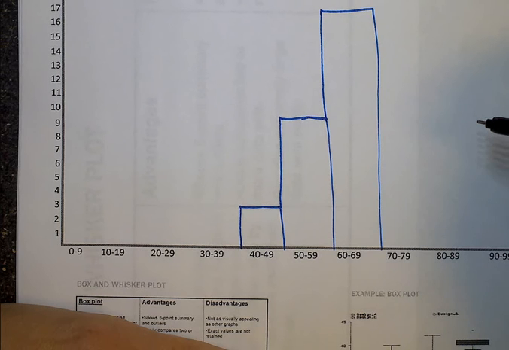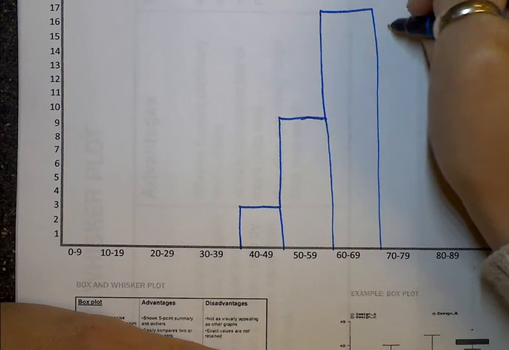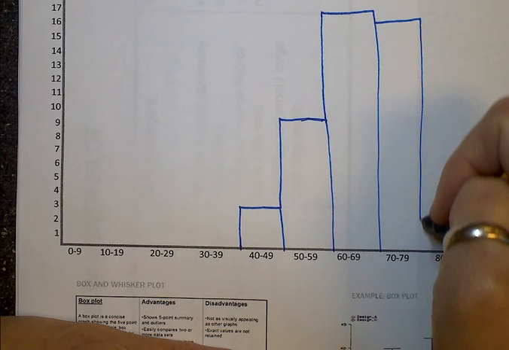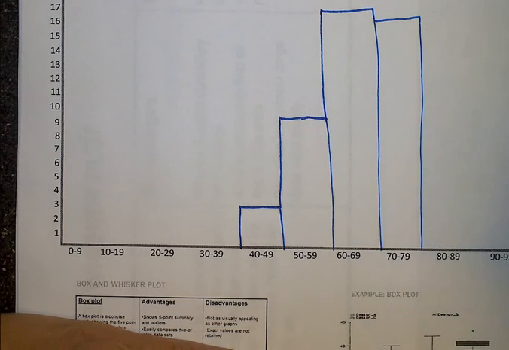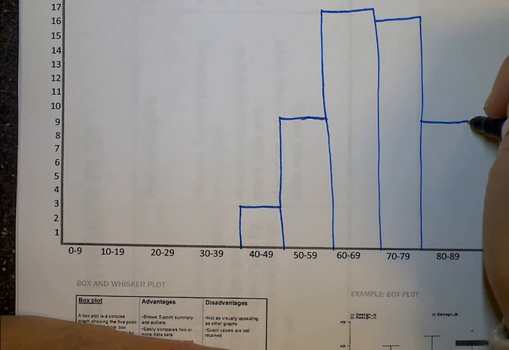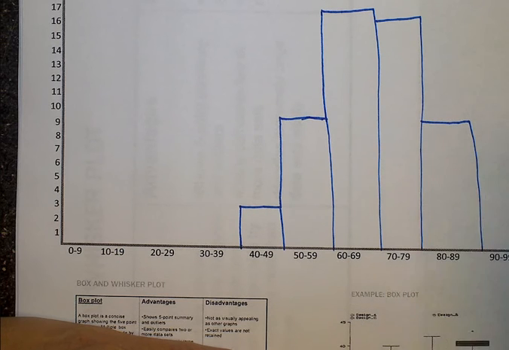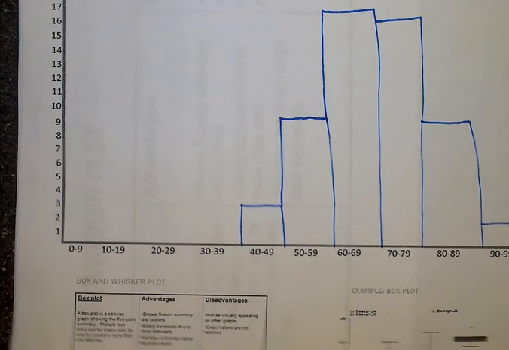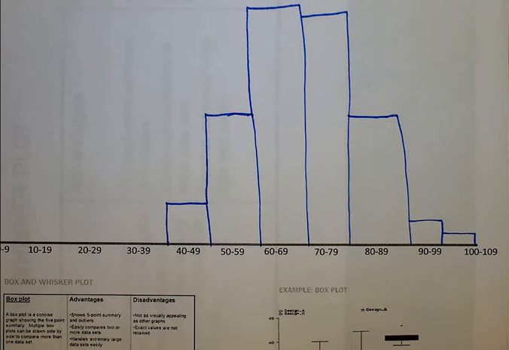Okay, then the next one we have is 16. So we are only one down. Okay, so just slightly down, trying to make it of equal width. Now we are looking at 80 to 89. There are 9 of them here, trying to make it of equal width. Between 90 and 99, only 2. Then we kind of finish out with just 1. Okay, and that is an example of a histogram.